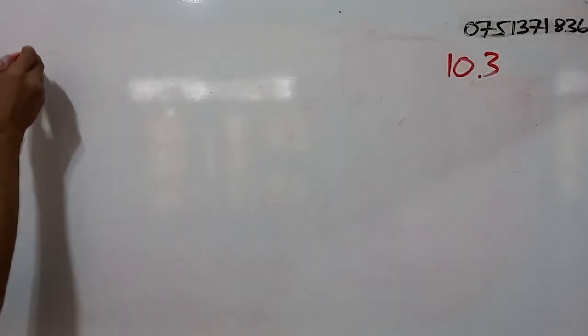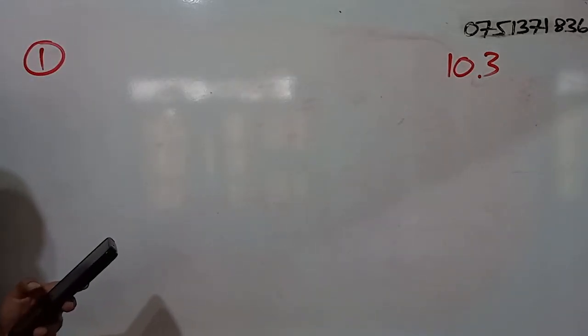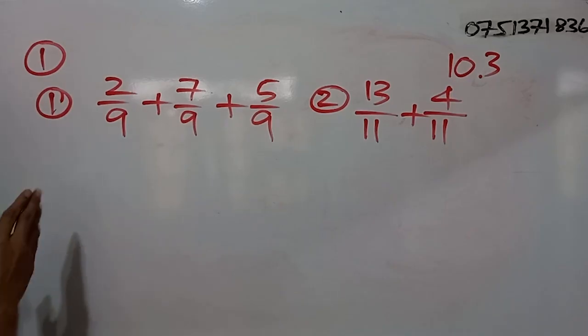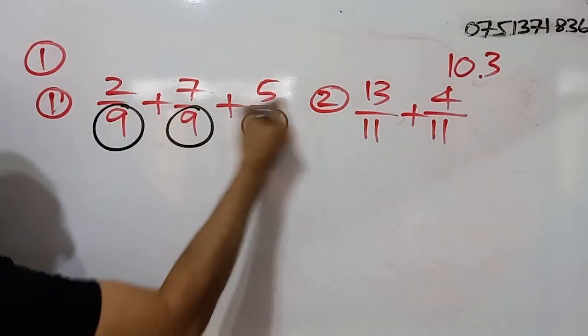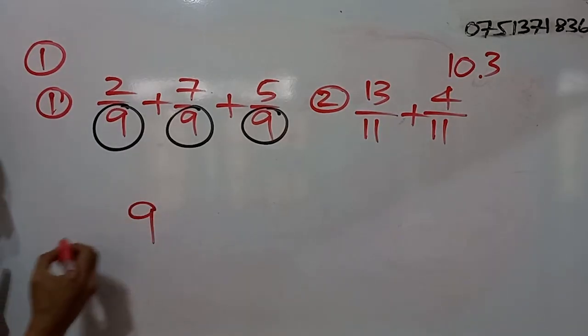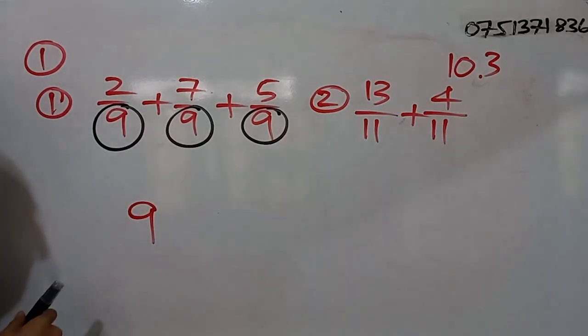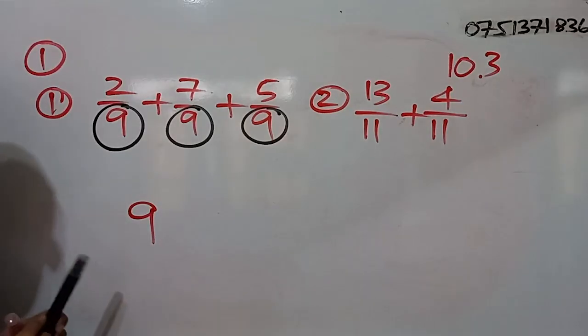Right, exercise 10.3, question number 1. Evaluate the following. In part 1 we have 3 fractions. All of them have the same denominator. That means the resultant fraction will have the same denominator as well. So what will be the numerator? 2 plus 7, that is 9. 9 plus 5, that is 14.